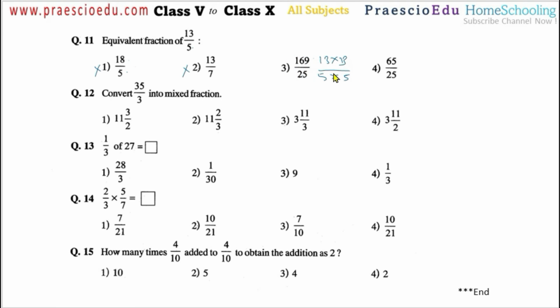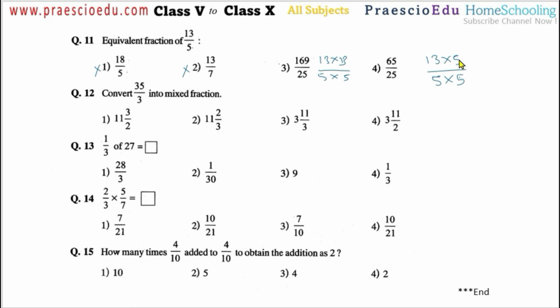But here there is no common factor, which means this is not equivalent to this one. But if you see option number 4, 65 means 13 multiplied by 5, and here 25 we can make it 5 multiplied by 5. So this is the common factor.